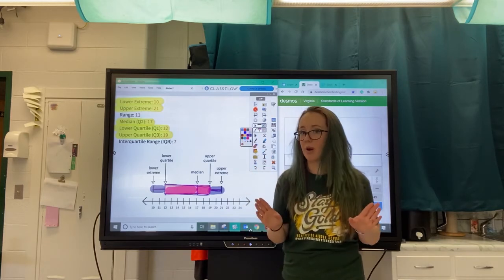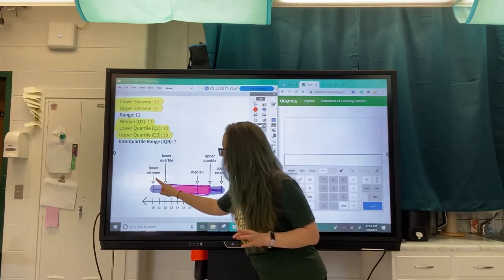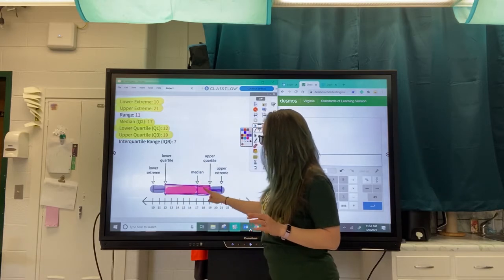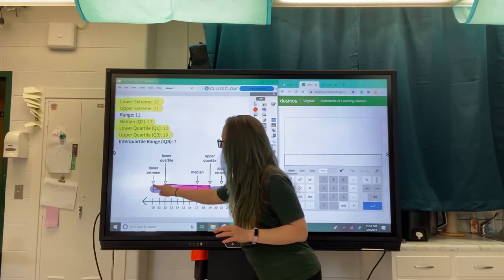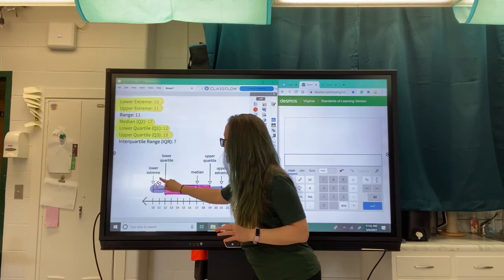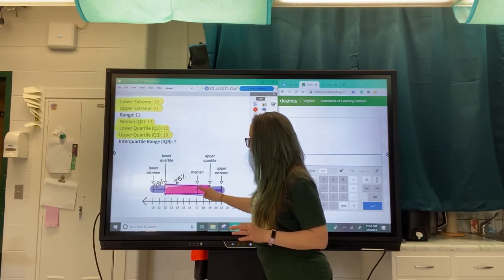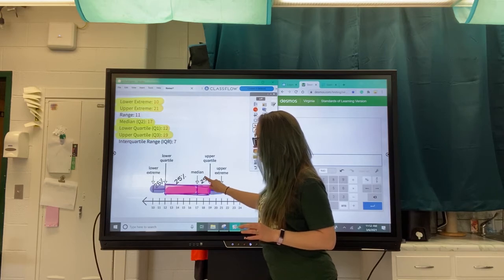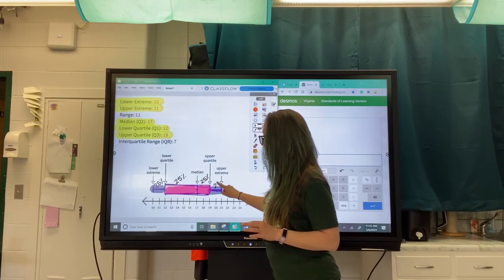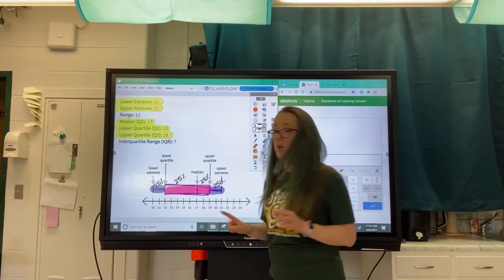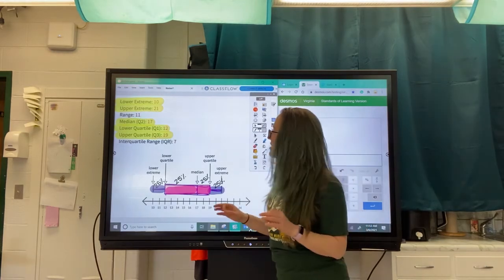And here's something you need to know, and it will make more sense when we do our next video, I promise. But each one of these quartiles has 25% of the data points. Okay, and you're probably thinking, how does that work? Because they're totally different sizes. Yes, I know, but you just gotta trust me on this.